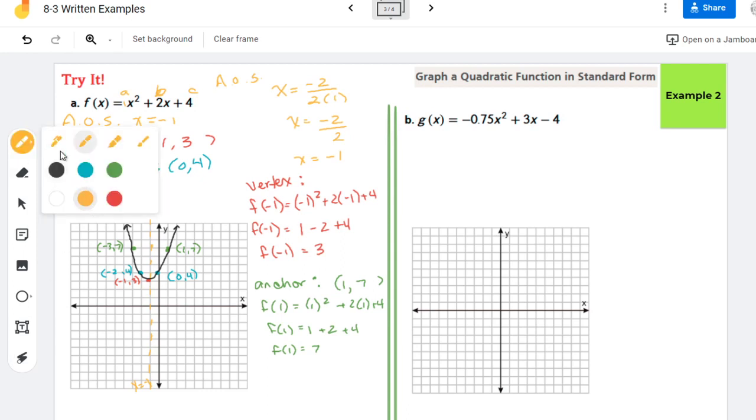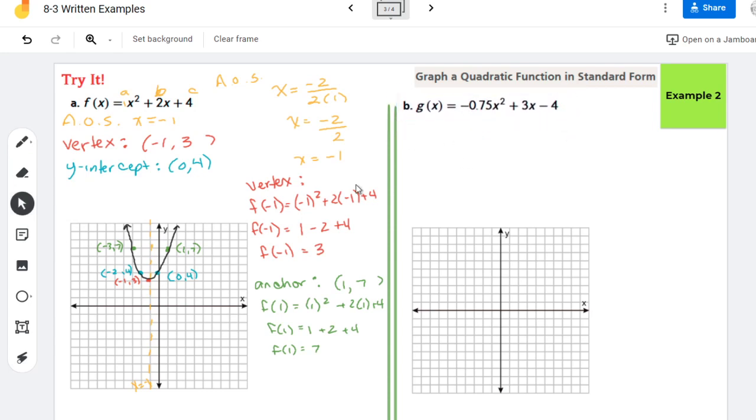Now I think that when Savvas does this, Savvas only uses 3 anchor points, which is the official number of anchor points, but I think that it makes your graph very difficult to read. That's why I do the 5.